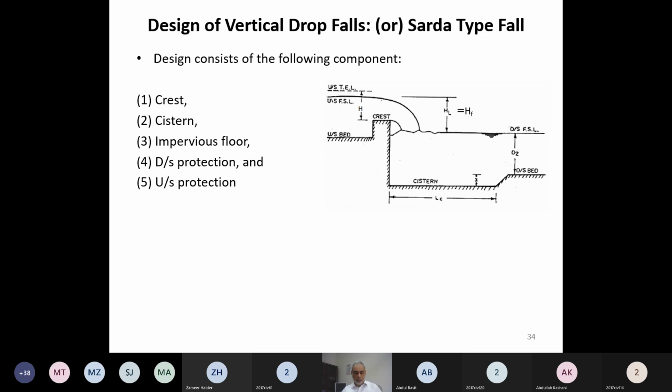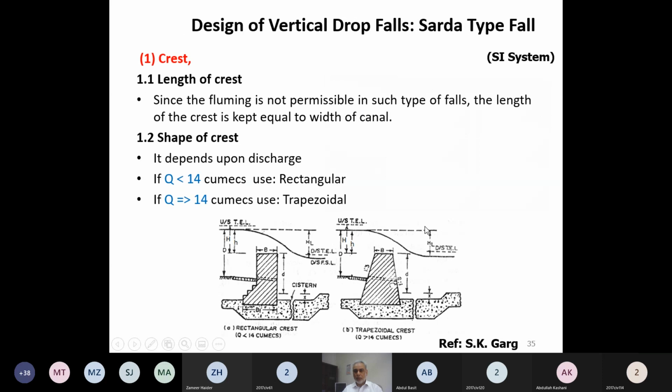the components of a vertical drop fall or the Sarda type fall, and how to decide their geometry, how to decide these components. That is the design example and the design guidelines available in the book. So this will be covered from the book of the GAG. I think the 12th chapter, not sure, but the 12th chapter of the GAG deals with canal falls. Many kinds of canal falls have been designed over there. We have time only to go through one of them. The rest you can utilize as reference material if you have to design such structures in the field.